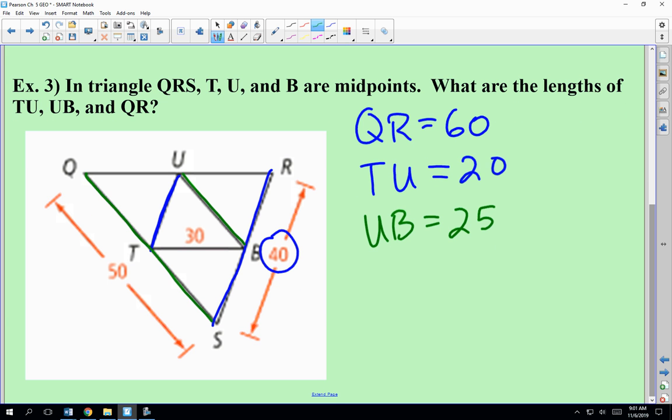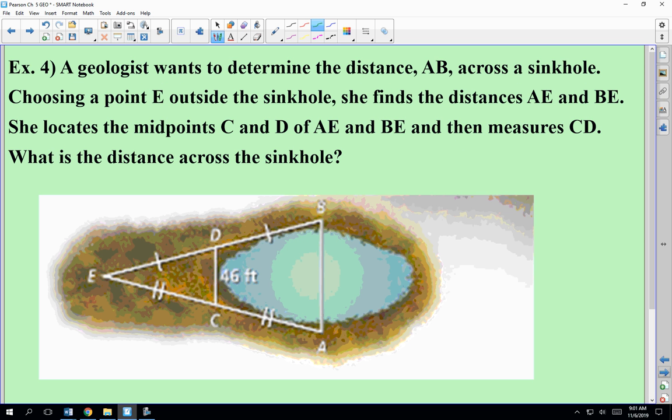Here's their attempt at giving you a real-life example of where you might use this. See what you think of it. Suppose you're a geologist, and you want to determine the distance AB across a sinkhole, but you don't want to fall in the sinkhole. That would be bad. So choosing a point E, this is an example of a bigger idea. It's called indirect measurement. We do this in trigonometry too.